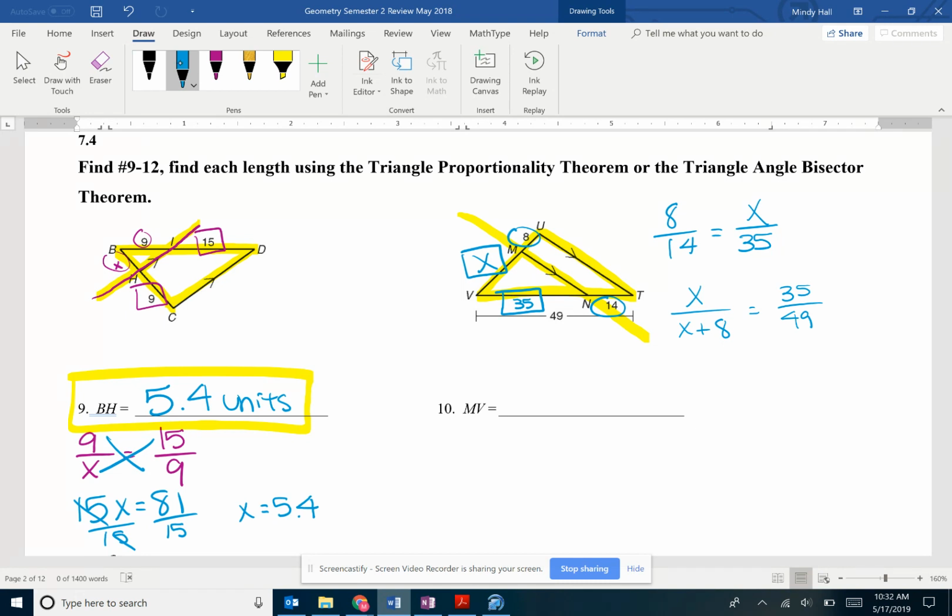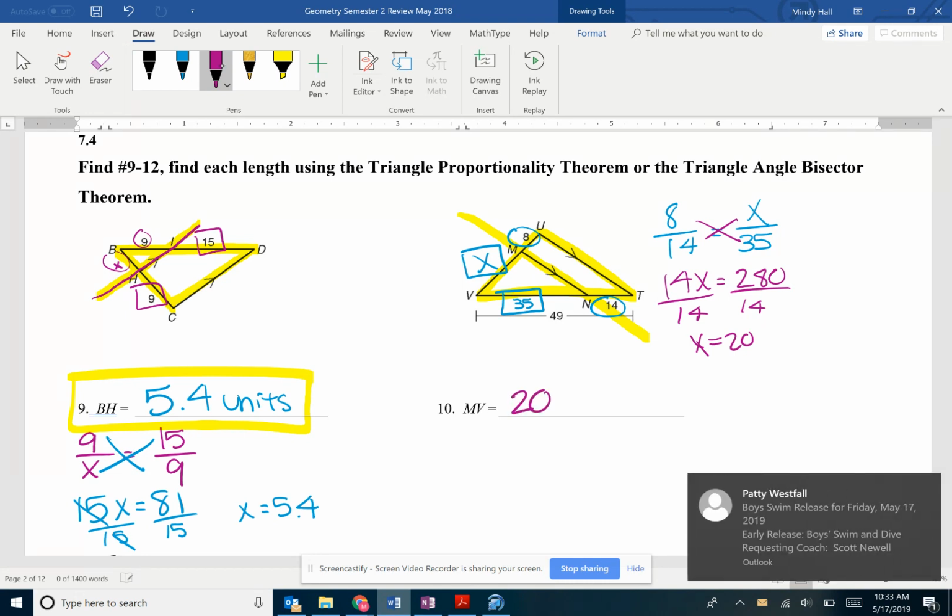To take the simpler route, we get rid of this. We're just going to use 8 over 14 equals x over 35. Again, my corresponding stuff is on the same side. If you want, they can be on opposite sides in the same area. This gives us 14x equals 8 times 35, which is 280. When we divide by 14, we get that x is 20. So MV is 20. Yay! And if you want units, go boy swim. Woo!